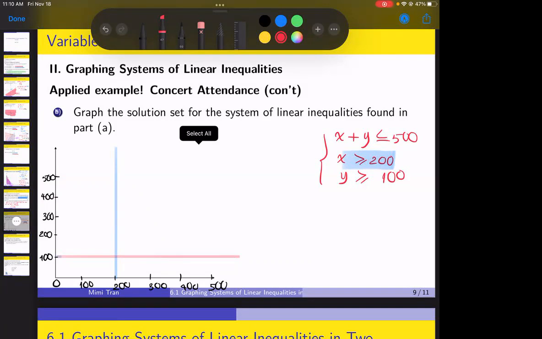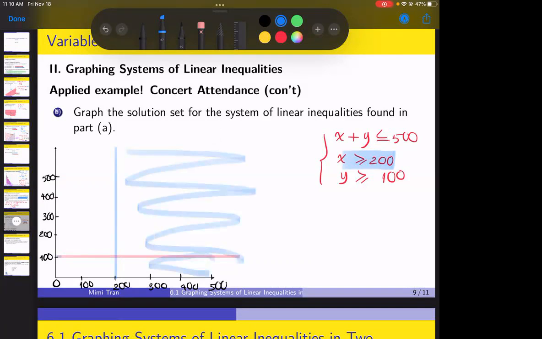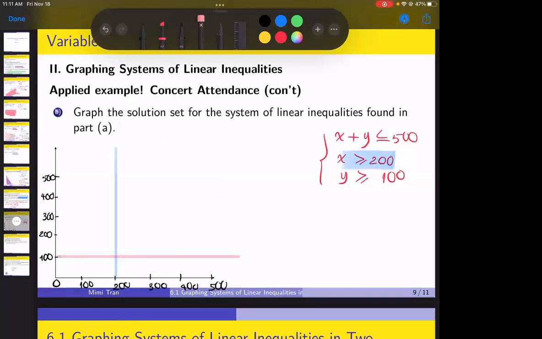Please don't shade it. No, don't shade it. I'll just shade for now. What about the red one? Top, right? So what's the intersection? This, right? So let me erase that. Don't shade it. So basically, I don't need that. All I need is this one.